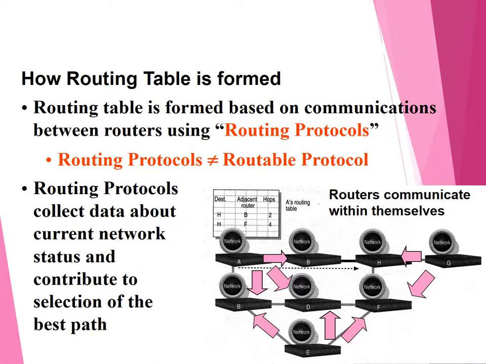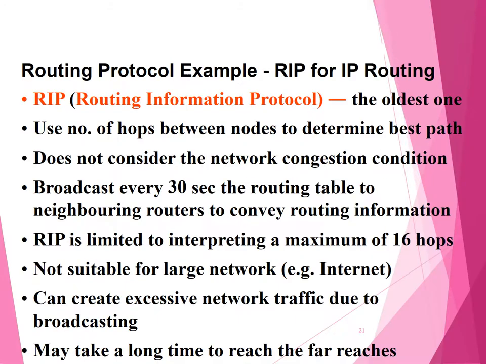How is the routing table formed? The routing table is formed based on communication between routers using a routing protocol. A routing protocol is not equal to a routable protocol. Routing protocols collect data about the current network status and contribute to the selection of the best path to destinations and adjacent routers. Routers communicate the routing table among themselves.